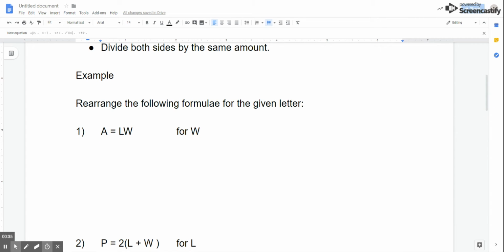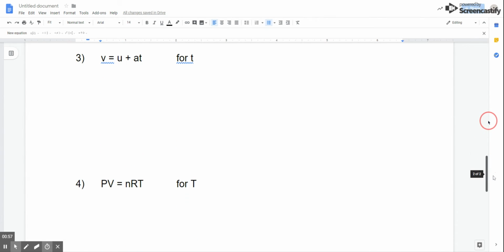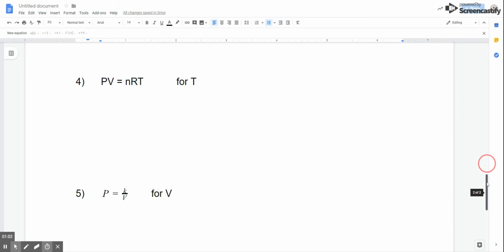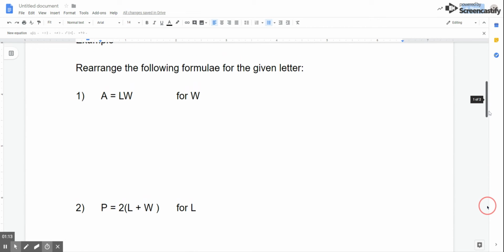Rearrange the following formulae for the given letter. A equals LW, that's the area of a rectangle, equals the length times the width, for W. The perimeter of a rectangle equals 2 times in brackets L plus W, for L. V equals U plus AT, for T. PV equals nRT, for T. P equals K over V, for V. So let's try working through these.